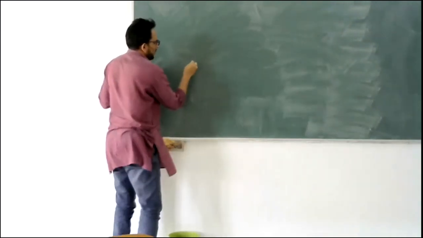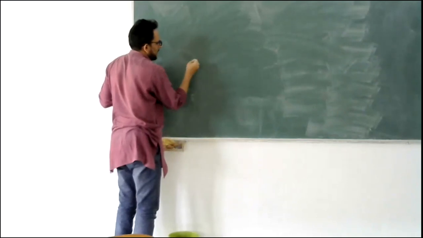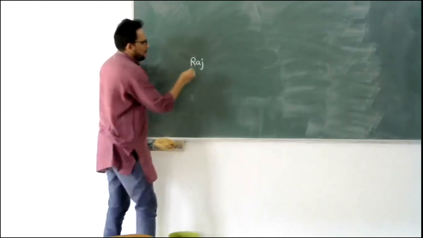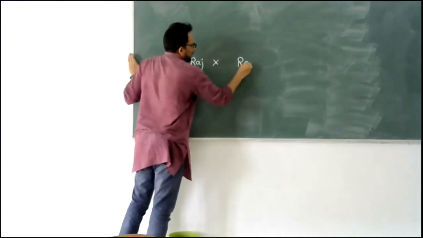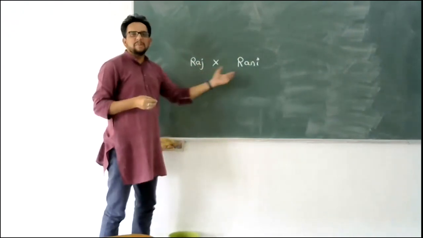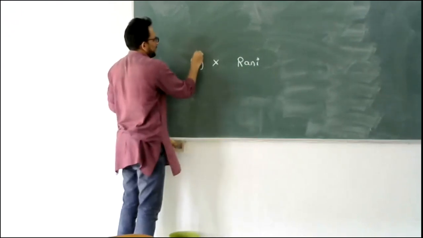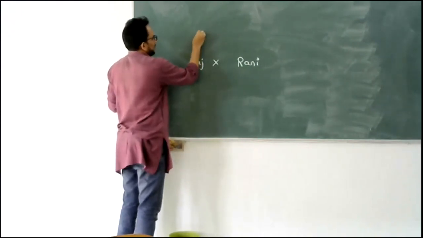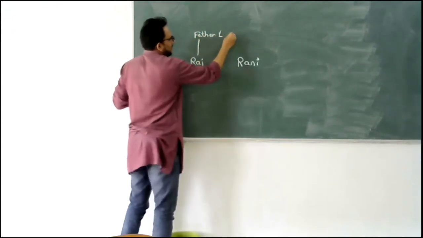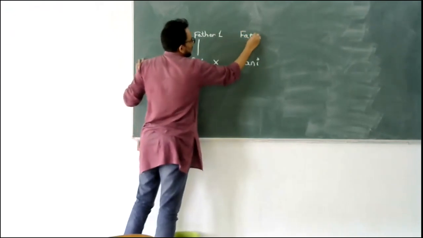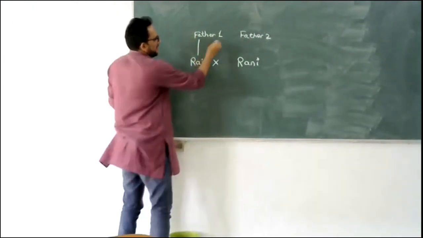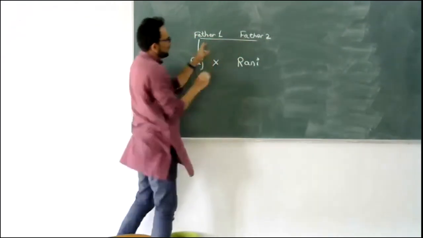Let's say I am talking of, I will take one name, Raj. For example, this Raj marries a cousin whose name is Rani, and these are immediate cousins. Let's say Raj's father, I will write father one, and this is father two, father of Rani, father of Raj. These are brothers. That means these two are siblings.